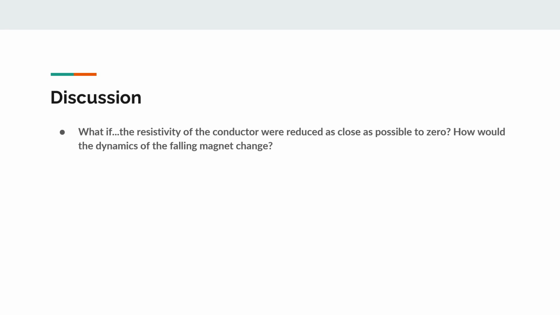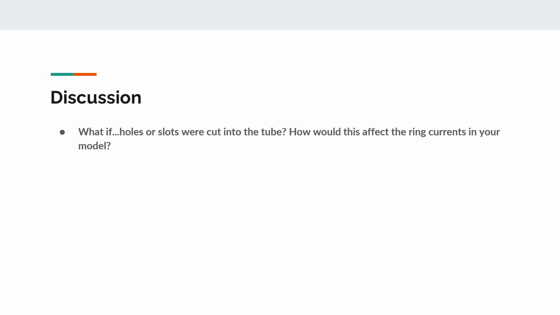from falling. What if holes or slots were cut into the tube? How would this affect the ring currents in your model? This would impact the ring currents in the model since the induced current in the copper tube would be reduced because of the holes disrupting the current, making the magnet fall through much quicker.